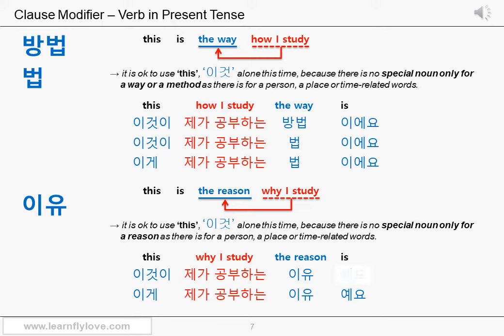이유. Is. The formal block U of EU doesn't have a final consonant. Therefore, you should use 예요 this time. This, 이것이, why I study, 제가 공부하는, the reason, 이유, is, 예요. 이것이 제가 공부하는 이유예요. You can also use the colloquial form of 이것이, which is 이게. 이게 제가 공부하는 이유예요.